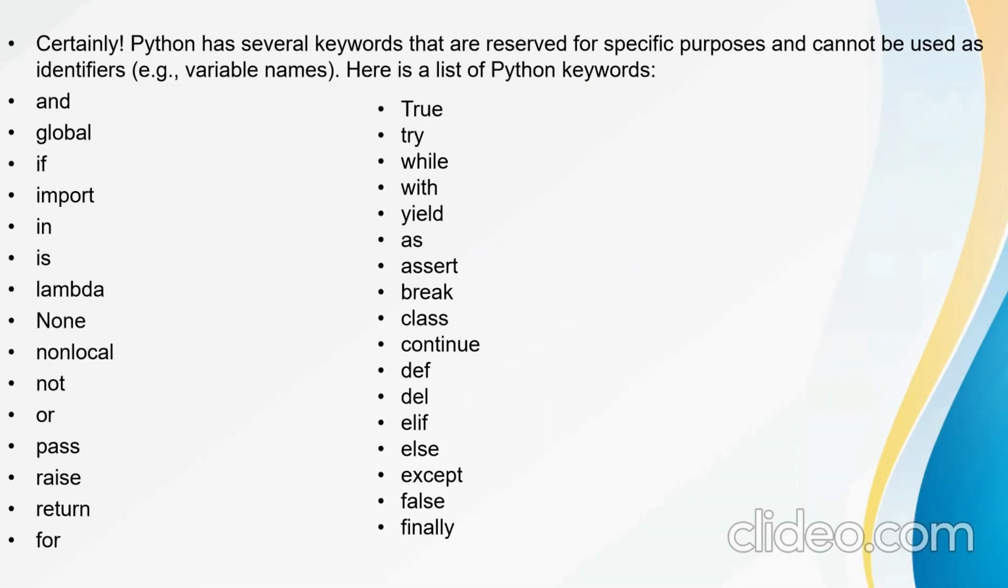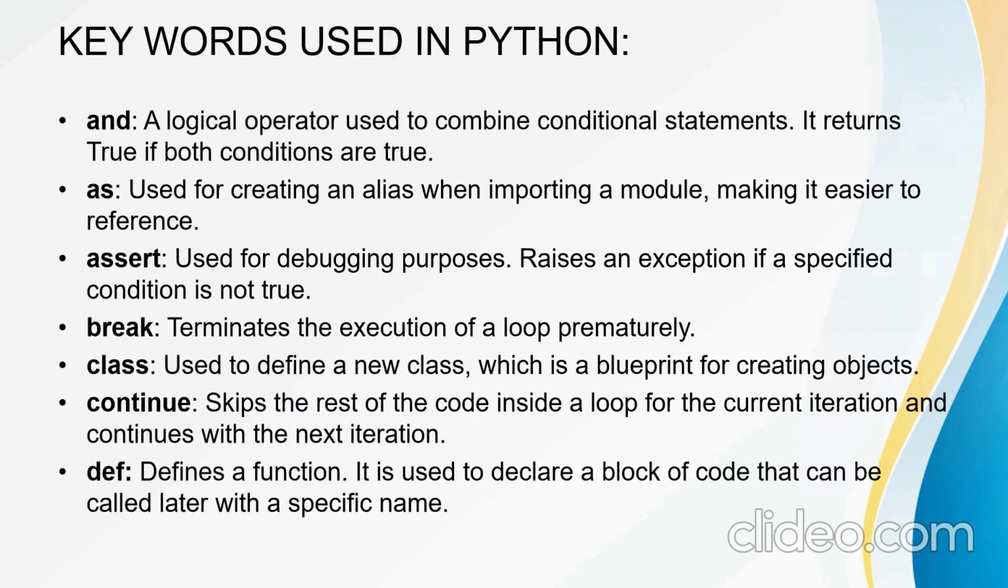keywords in Python. Certainly, Python has several keywords that are reserved for specific purposes and cannot be used as identifiers, for example variable names. Here is a list of Python keywords. We can briefly learn about each and every keyword. Let's go. Keywords used in Python. AND: a logical operator used to combine conditional statements. If we are given two conditions, if both are true, then it returns true. In all other cases, it returns false.